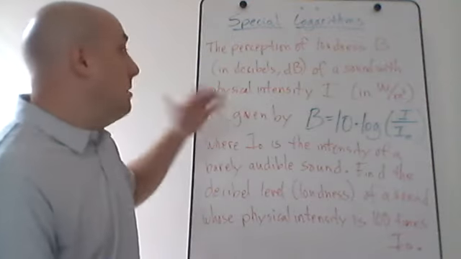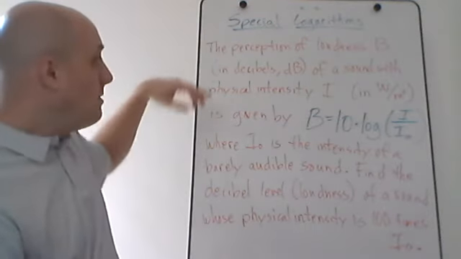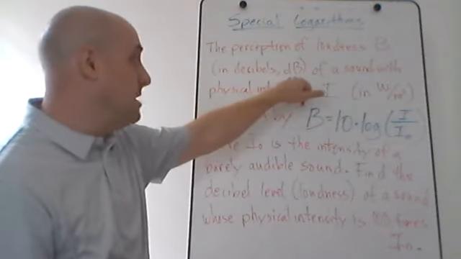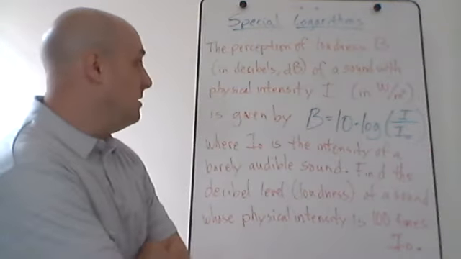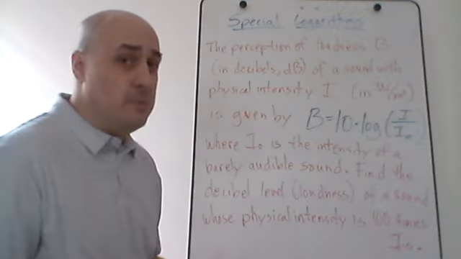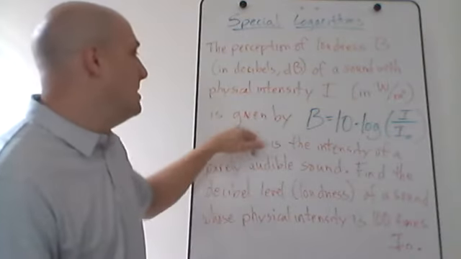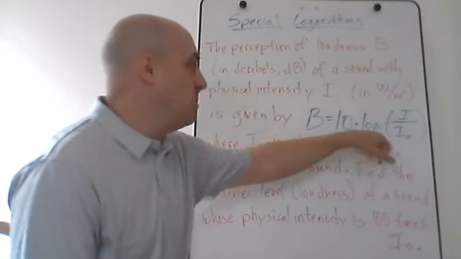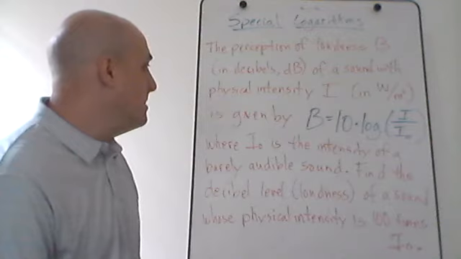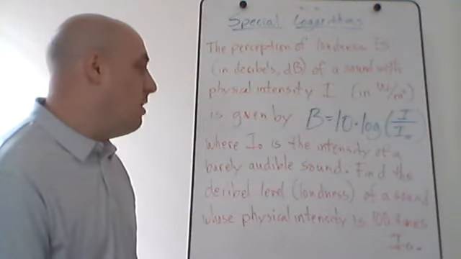Okay, so this particular problem. The perception of loudness B, measured in decibels (dB), of a sound with physical intensity I in W per m squared, which is watts per meter squared, is given by B equals 10 times log of I over I sub 0, where I sub 0 is the intensity of a barely audible sound.